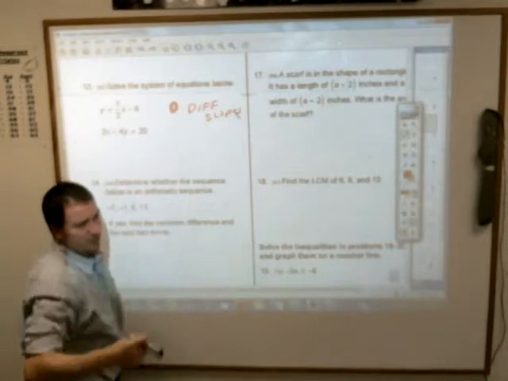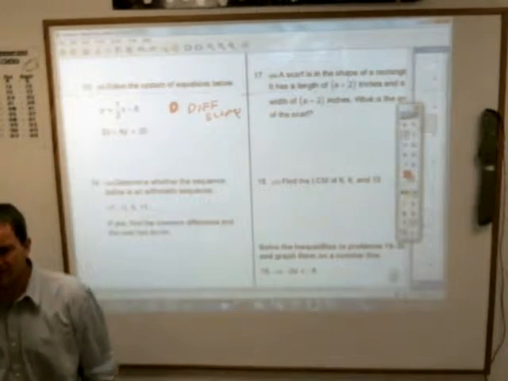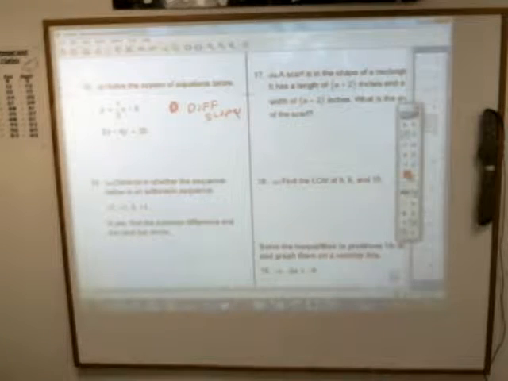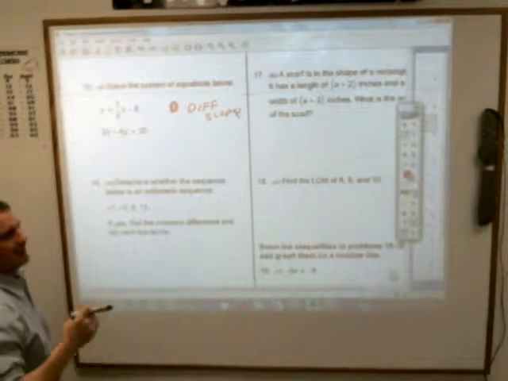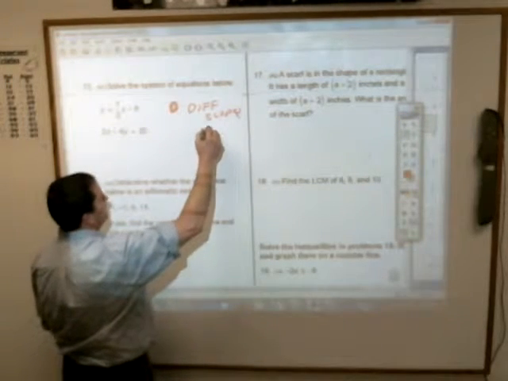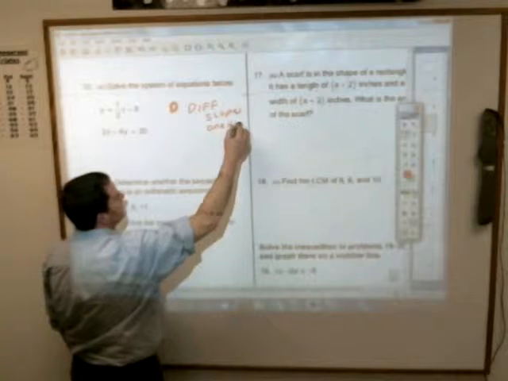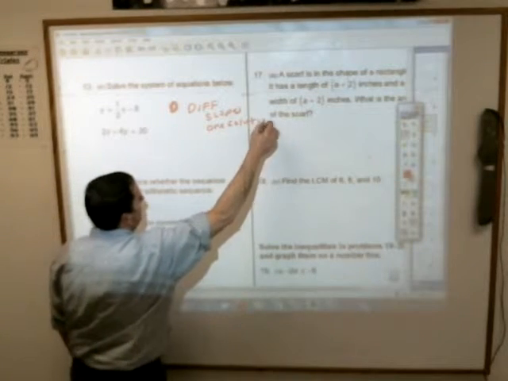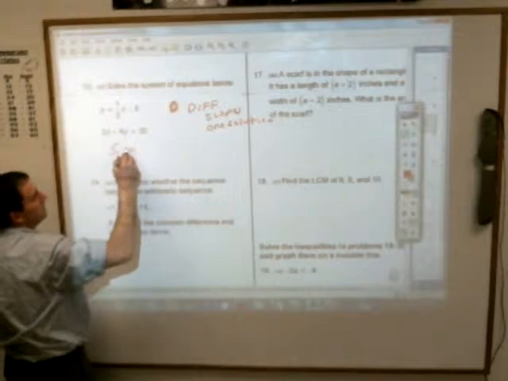We should probably write down what consistent and inconsistent mean, but I don't even care about that. Tomorrow you just say one solution, no solution, or infinite solutions, because that's what we are doing. Different slopes means it has just one solution. If they both have the same slope, there's two choices.